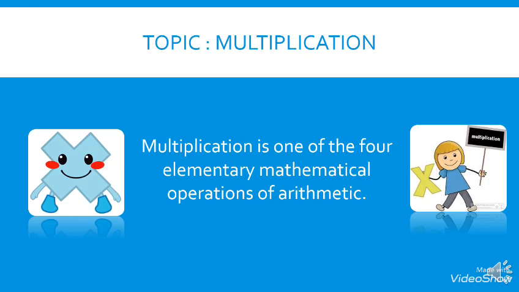In previous classes we have learned to multiply up to 5 digit numbers by up to 3 digit numbers. Now in this class we will learn to multiply 6 digit numbers. Multiplication is one of the 4 elementary mathematical operations of arithmetic.